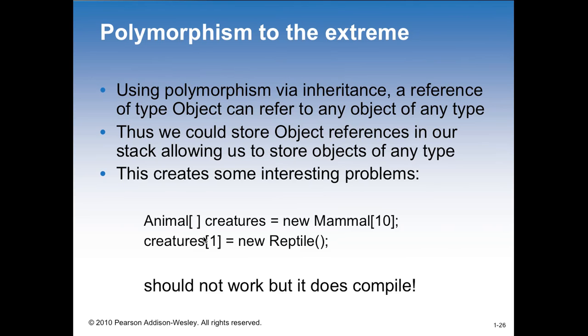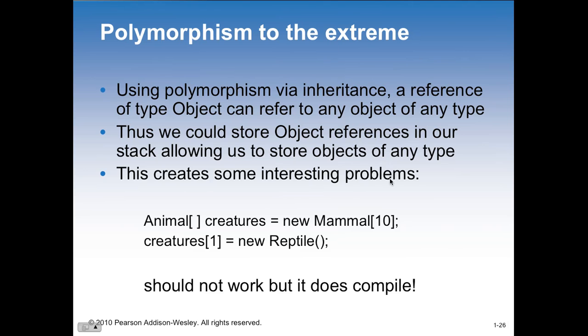So using polymorphism in inheritance, a reference of the type object can refer to an object of any type. So we have a generic object kind of concept. We could use an object reference for our stack, allowing us to store objects of any type. That's the route that Java has taken, essentially, in terms of our stack storing objects. Anything that is inherited from object is an object, so anything can be stored in the queue. We can have a queue of animals, a queue of horses, a queue of anything we want, essentially. Or a stack, I should say.